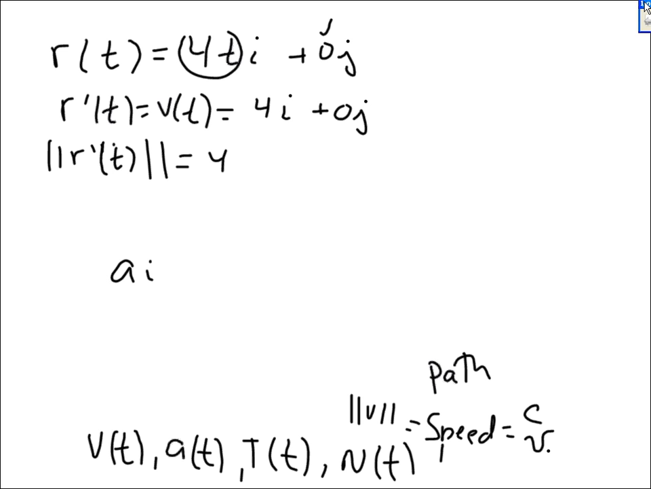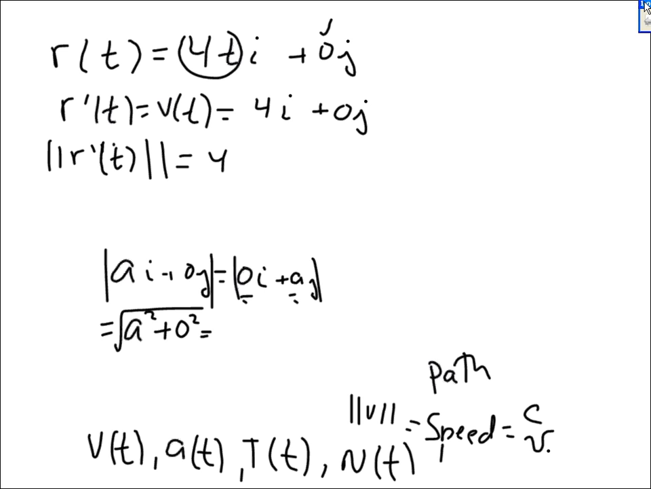Whenever you have ai plus 0j or 0i plus aj, the lengths are going to be the same. In fact, they're both going to be a. Because you have the square root of a squared plus 0 squared, or 0 squared plus a squared. A squared is a squared, 0 is 0. You add them, you get a squared. And the square root of a squared is actually the absolute value of a. The absolute value of 4 is 4. So the length of the vector is 4.